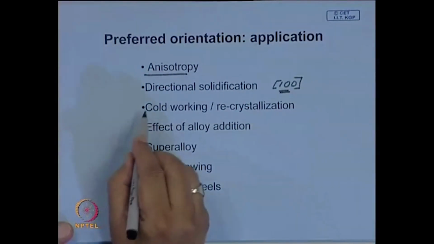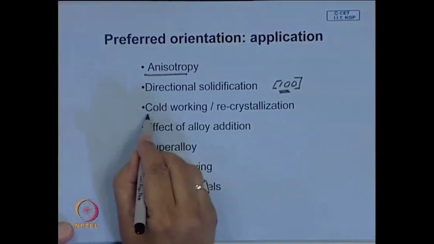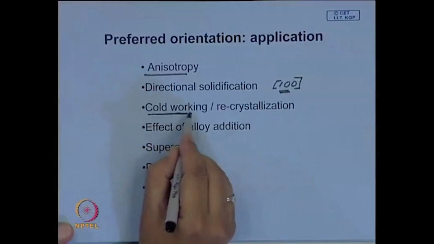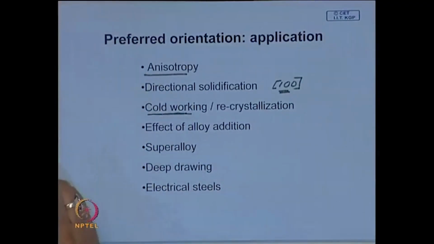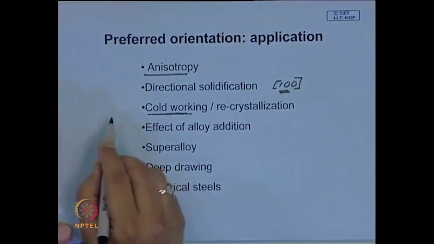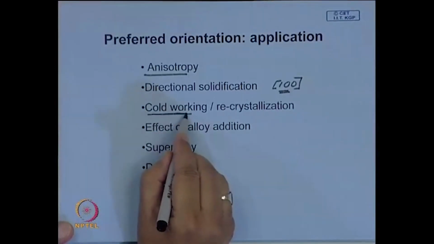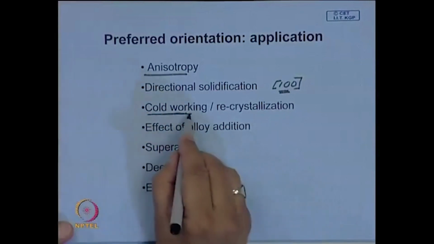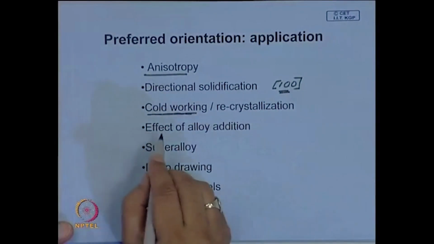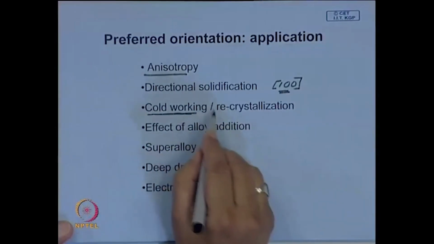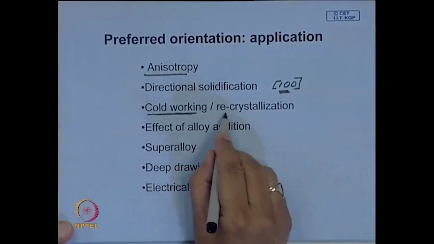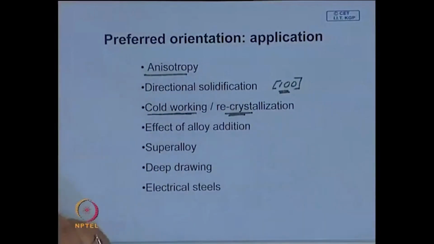We can also produce preferred orientation by cold working. We have seen that when you deform a material, the process of deformation is primarily through slip, and slip is a process of simple shear. So, there is some amount of rotation associated with it, and during the deformation the crystal orientation changes, and finally, when you recrystallize the cold worked material, you may get another type of preferred structure.